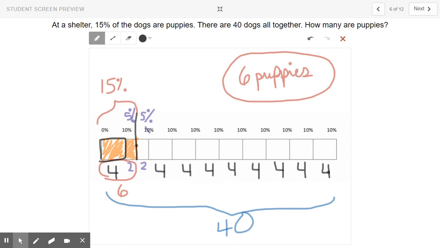So I ended up having to cut the 10% in half. The first on the left is 5%, the second to the right is 5%. Together makes 10%. And then the 4 of this square also got split, 2 on the left, 2 on the right to make the 4. Now, combined, this makes 15%, so 4 and 2 make 6. So 6 puppies out of the 40 make 15%.